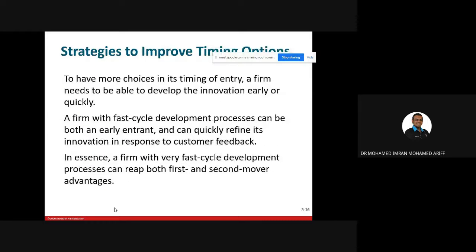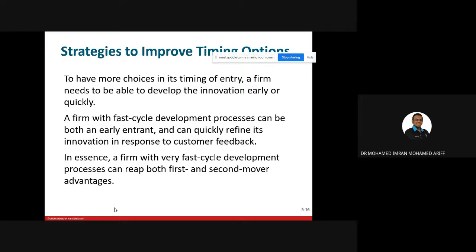Okay. To have more choices in its timing of entry, a firm needs to be able to develop the innovation early or quickly. With fast cycle development process, it can be both an early entrant and quickly refine its innovation in response to customer feedback. In essence, a firm with very fast cycle development processes can reap both first and second mover advantage. So what are they trying to say?